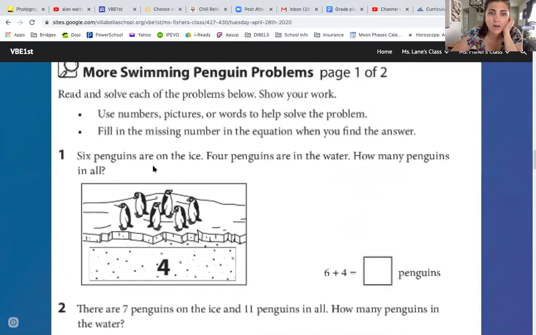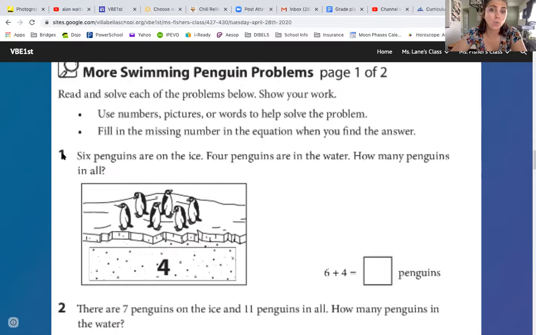6 penguins are on the ice. 4 penguins are in the water. How many penguins in all? So look at that piece of ice. 1, 2, 3, 4, 5, 6. Or you can use computational fluency and count by 2s. 2, 4, 6. So 6 are on the ice and 4 are in the water. How many altogether?